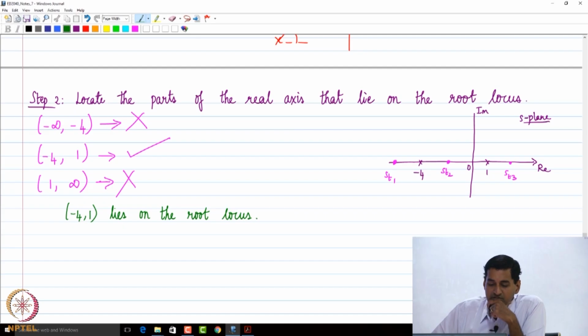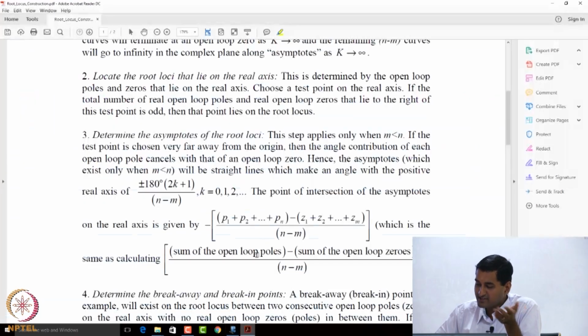So basically that's the generalization of what we discussed, right, as far as locating the root loci on the real axis is concerned. Is it clear what we did? That's step 2. Yes. The odd number should be m or n plus m. Doesn't matter, it should be some odd number.